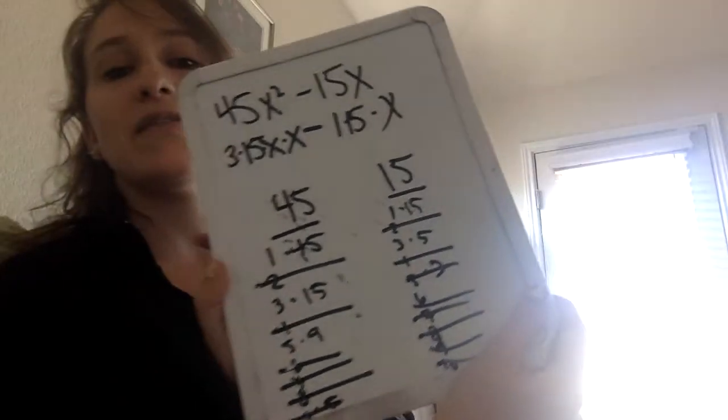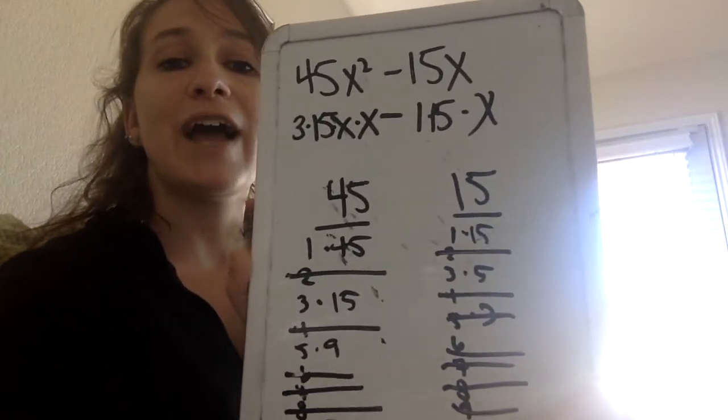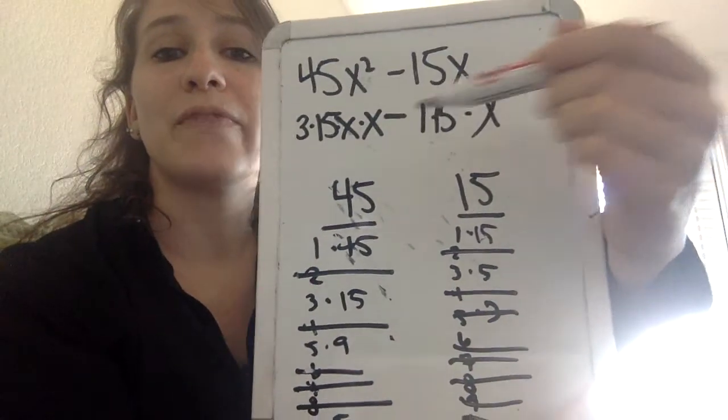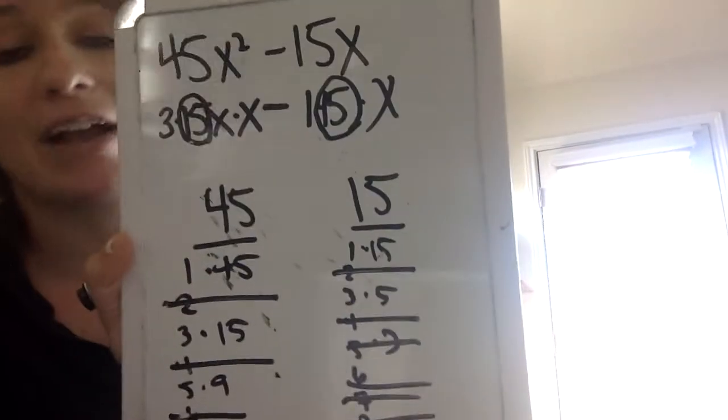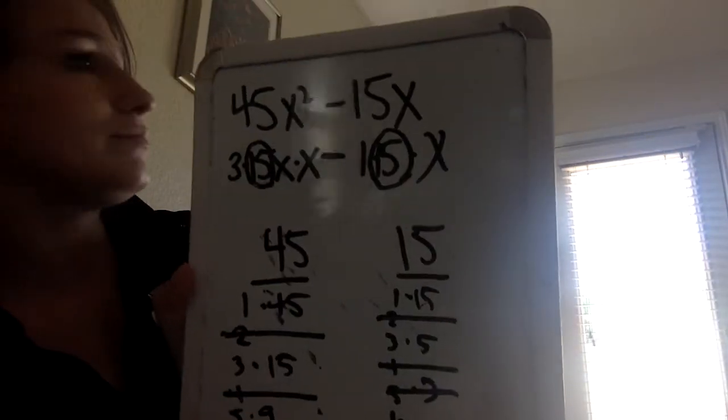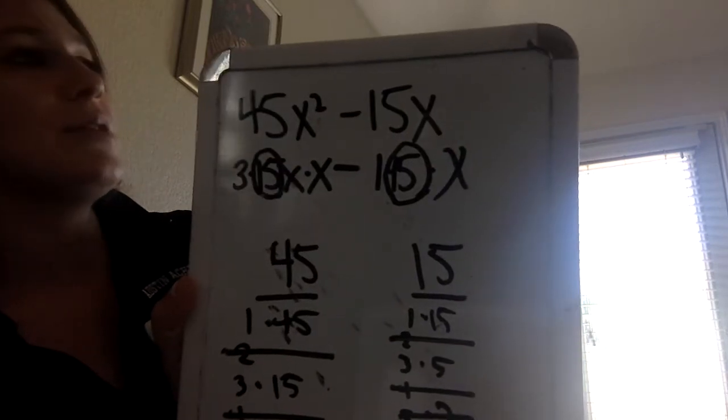Okay, now that I've got all of that, I need to find what I can factor out of them, meaning what are their common factors? I already know that they have a common factor of 15, but there's another common factor. I'll give you a second to see if you see what it is. Do you see what it is? Yeah. You do? What is it? It is x. You're right.